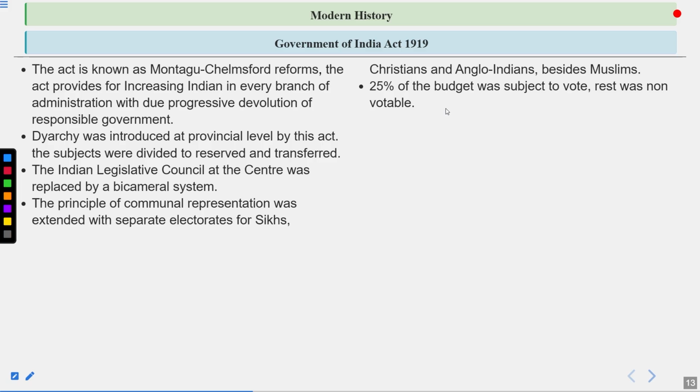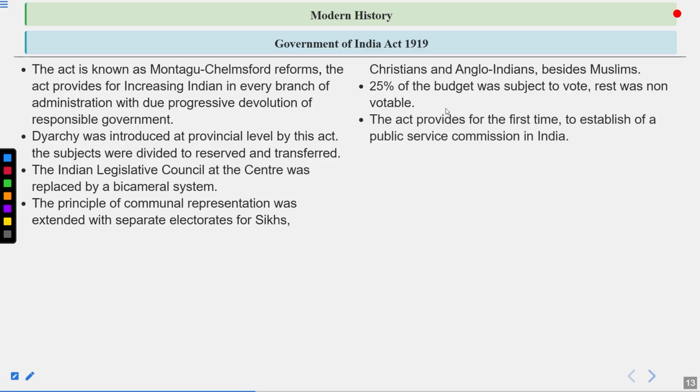Here you can see once again that if they are increasing our power, they are increasing their power two or four times every time. Okay. And on the other side, the separate electorate for Muslims was already created in the 1909 Council Act. I hope you remember. Now in 1919, the separate electorate was also given to Sikhs, Christians, and Anglo-Indians.